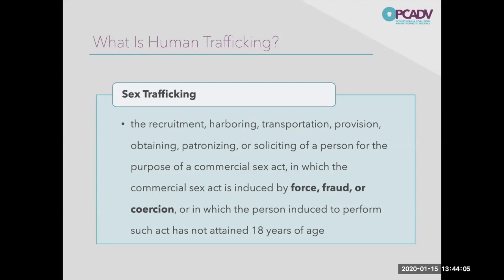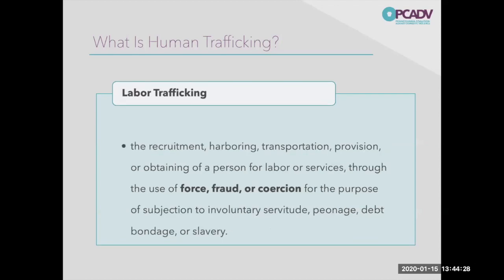Also, one of the things that Act 105 was able to do is make sure that trafficking of a minor is a Megan's Law offense. So not only does force, fraud, or coercion not need to be proven in court, but also if somebody is convicted of trafficking of a minor, they will be added to Megan's Law, which was a significant win as far as prosecution goes.